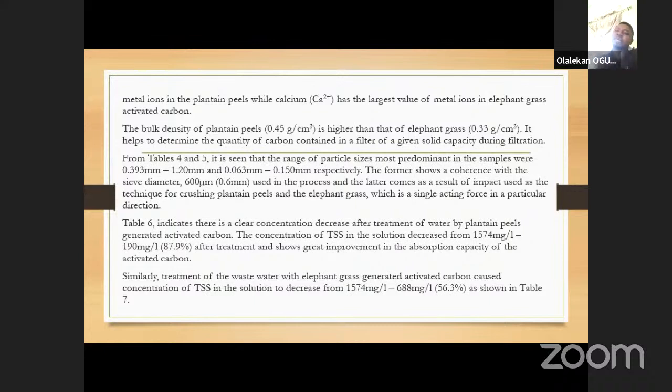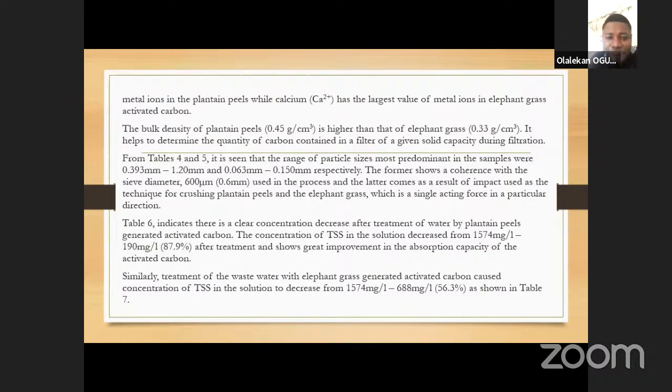Again, looking at the bulk density of the plantain peels, we start at 0.45 gram per centimeter cube, which is higher than that of the elephant grass at 0.33. So it helps us to determine the quantity of carbon contained in a filter of a given solid capacity during the filtration process.